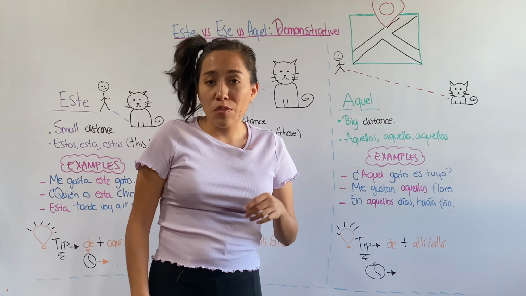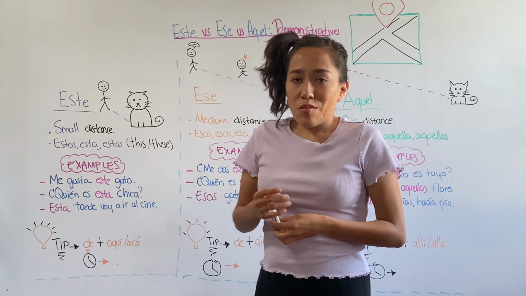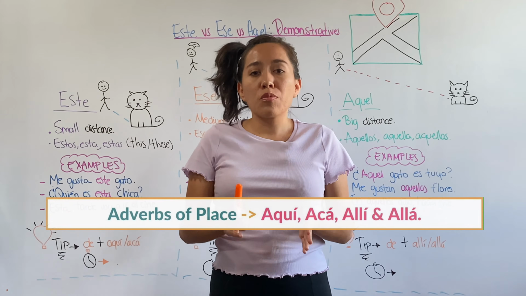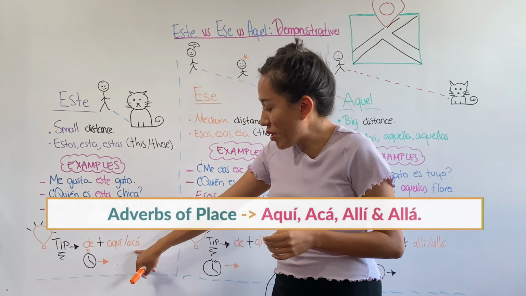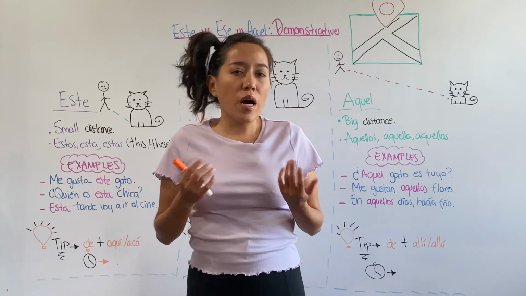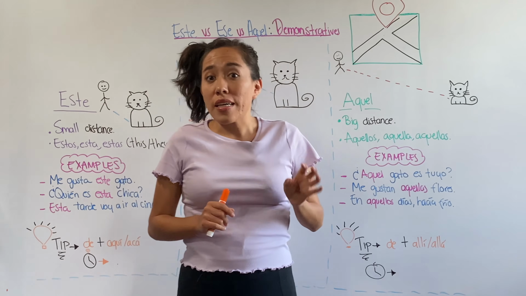So now let me give you a very cool tip. When you use demonstratives, you're also going to use them, if you want to, with adverbs of place. For example, aquí, acá, allí, and allá. Why would you do this? Remember that demonstratives are like the GPS.